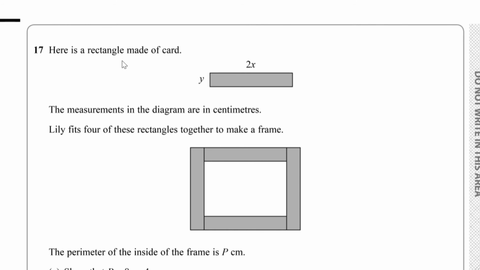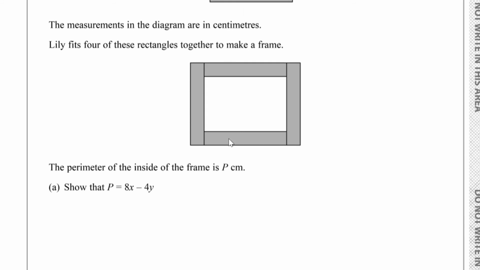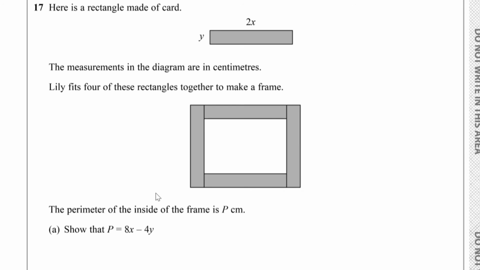For question number 17, here is a rectangle made of card. It's got dimensions 2x and y in centimeters. Lily fits 4 of these rectangles together to make a frame. The perimeter of the inside of the frame is p centimeters. We have to show that p equals 8x minus 4y.